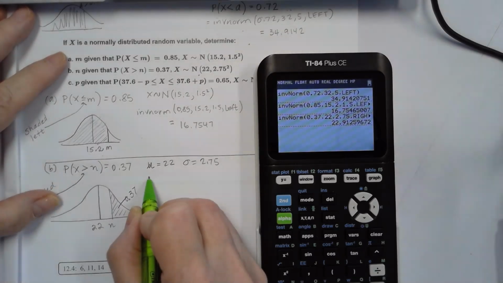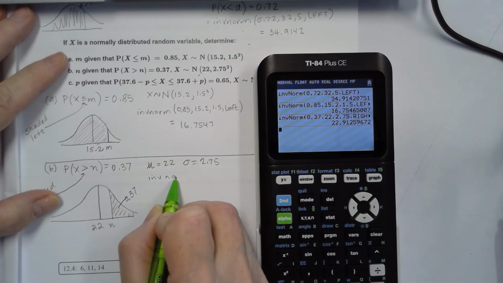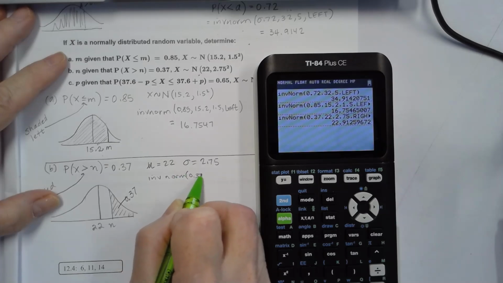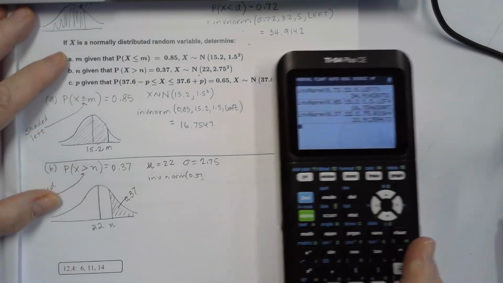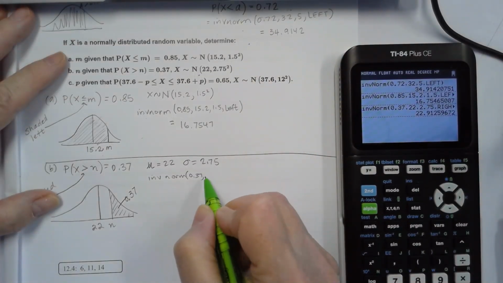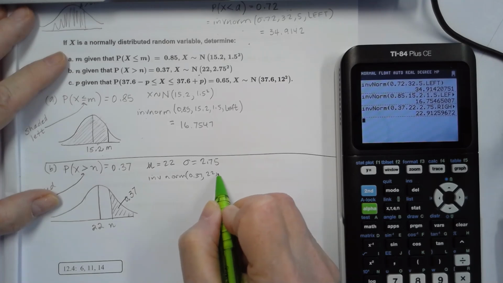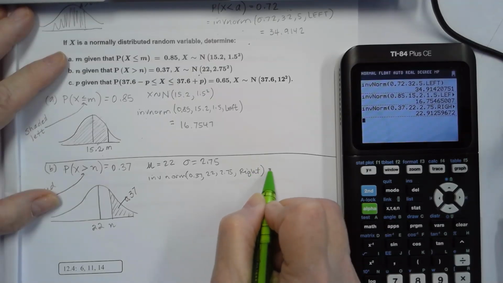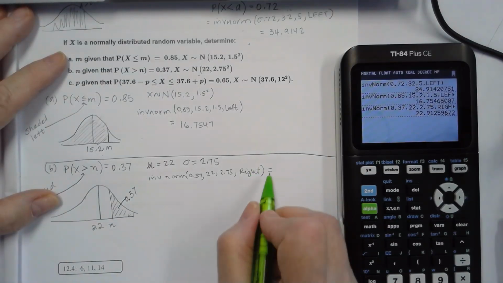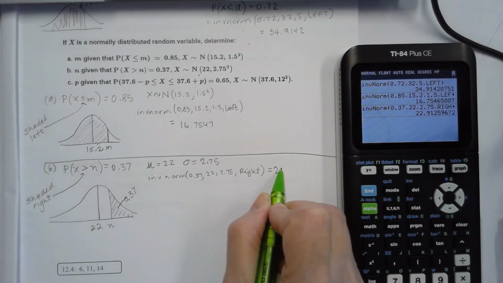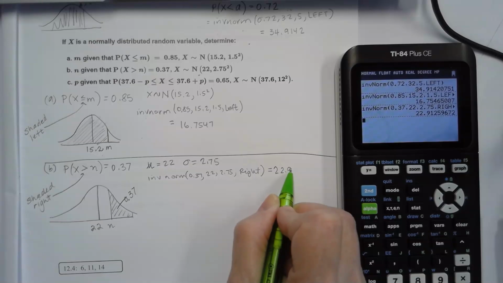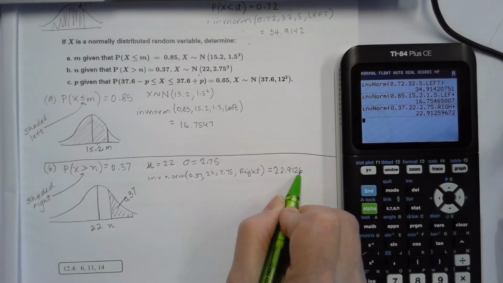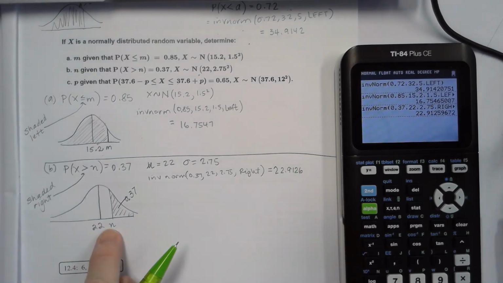Okay, so I'm going to write my calculator. Inverse norm, 0.37, 22, 2.75, right. Does that make sense? It's to the right of 22, so that makes sense, 22.9.